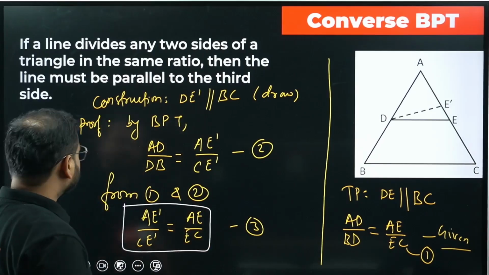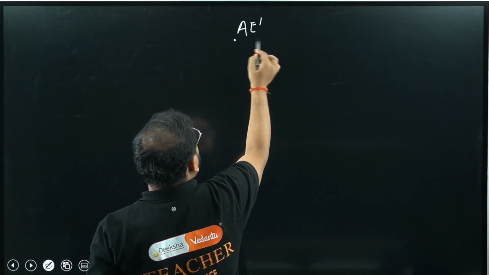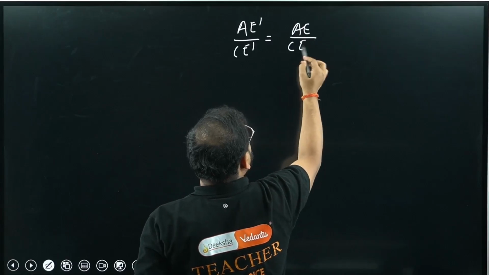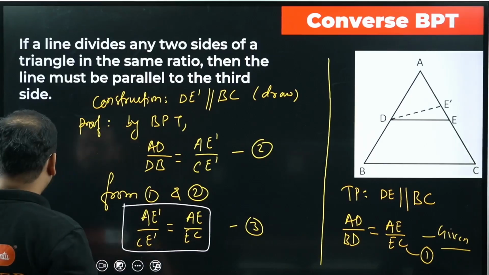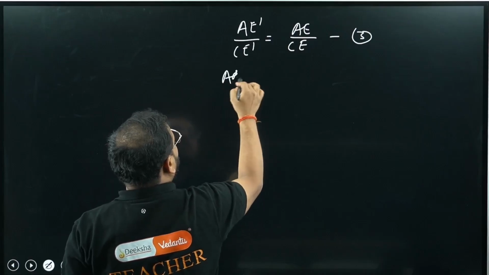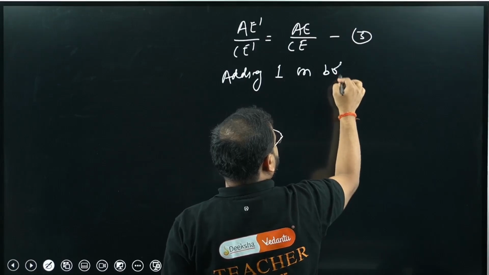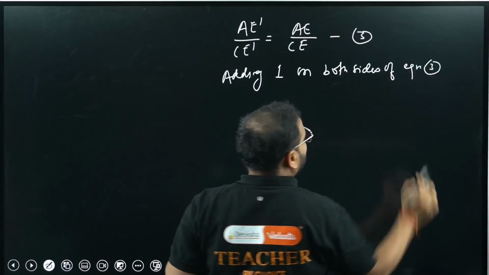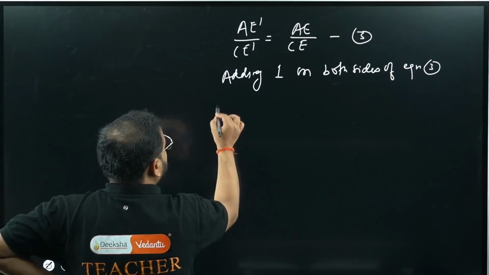Statement number 3 is done. So we'll write this again over here. What we were getting: AE dash by CE dash equals AE by CE. Same thing I've written, this is the same equation 3. Now what are we doing? Adding 1 on both sides of equation 3. Can I do that? Of course.